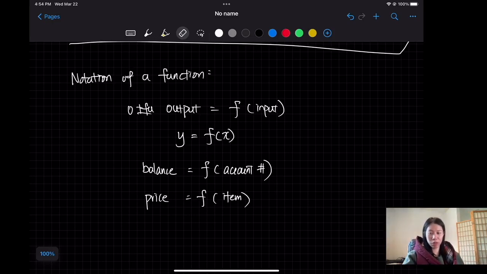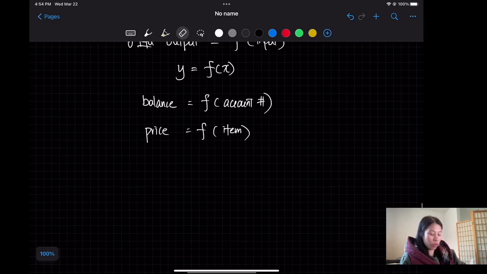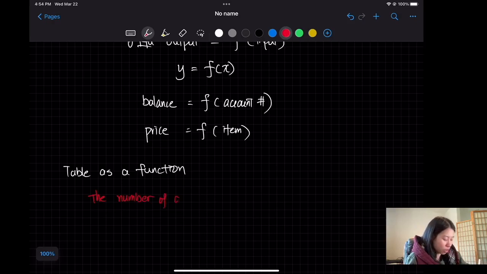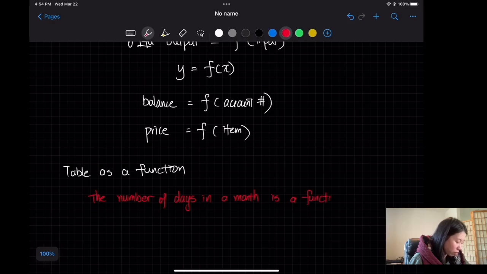Another way to express a function would be a table. How do we use a table as a function? Let me use the same example. The number of days in a month is a function of the name of the month. So remember this example.